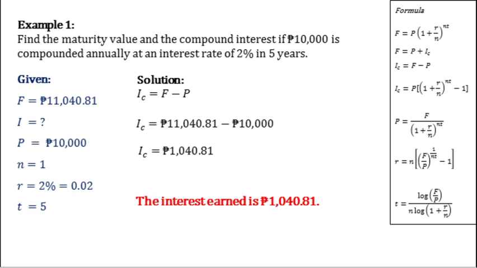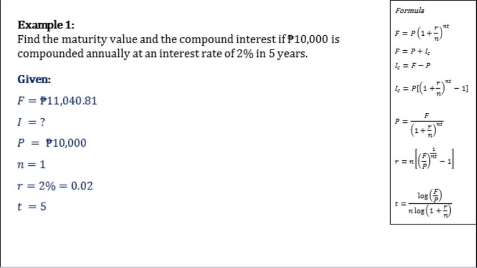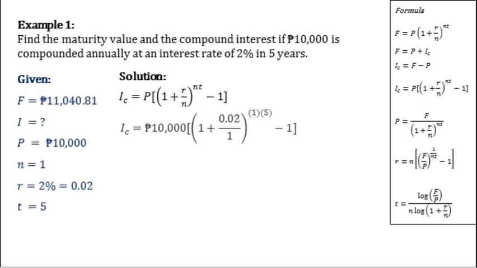But for lesser mistake, we can just use this formula. Kasi baka mamaya mali yung compute ng F. So, para lesser mistake, gamitin natin itong formula na to. So, P times (1 plus R over N raised to NT minus 1). Then, substitute the values. So, yan ay 10,000 times (1 plus 0.02 over 1 raised to 1 times 5 minus 1). So, unahin natin yung nasa parenthesis.